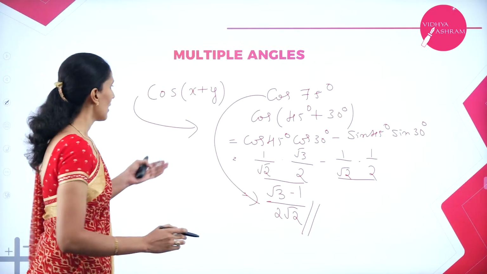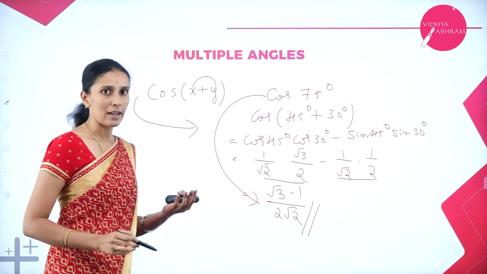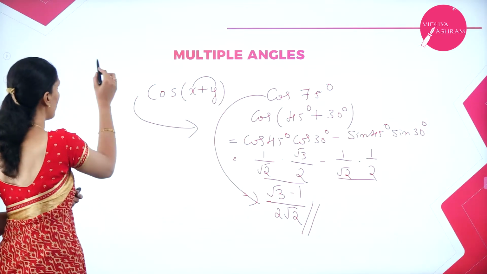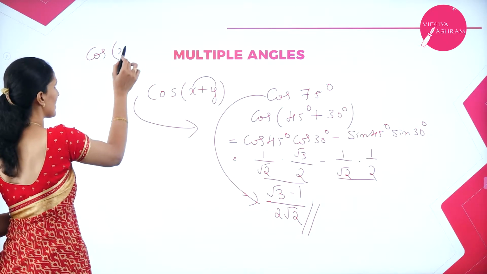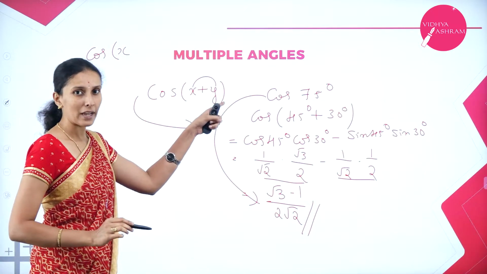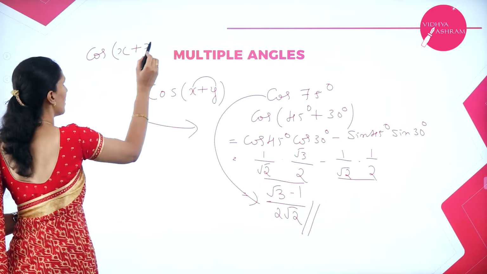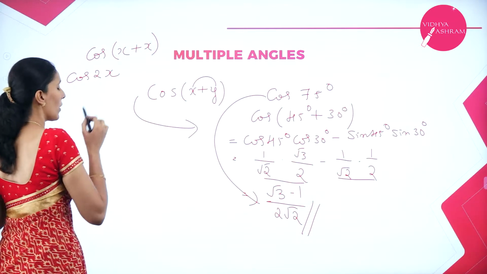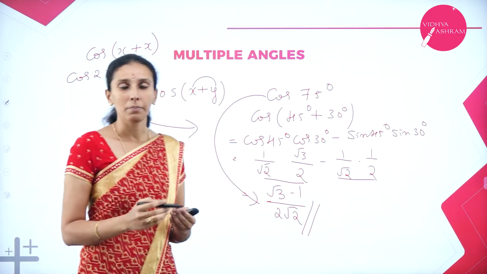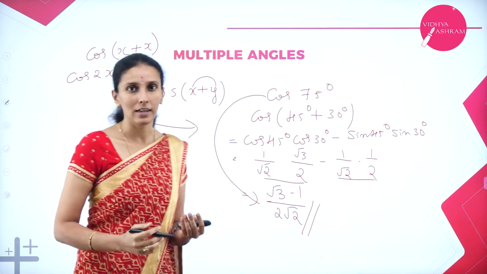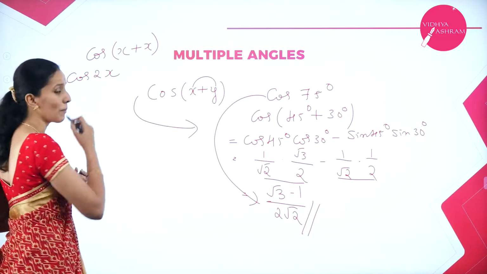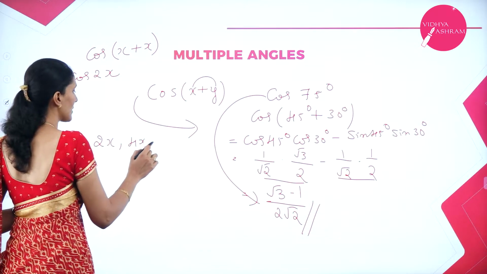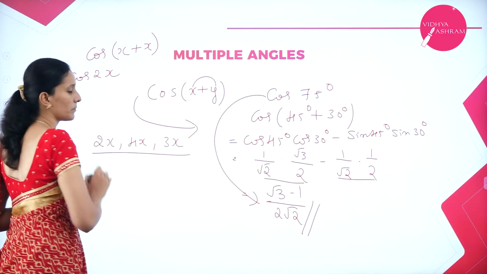What happens if x and y are same? There you will get the multiple angles. For example, cos x plus x, just replace y with x. What happens? X plus x is cos 2x. So any angle multiplied with 2, 3 or any integral values, they are called as multiple angles. For example, 2x, 4x, 3x, like this.